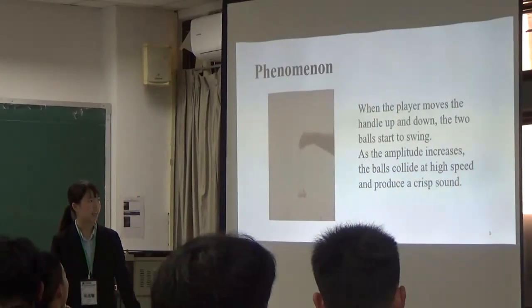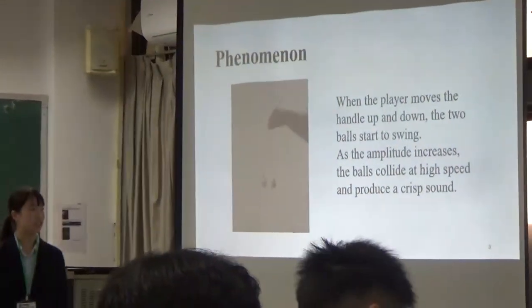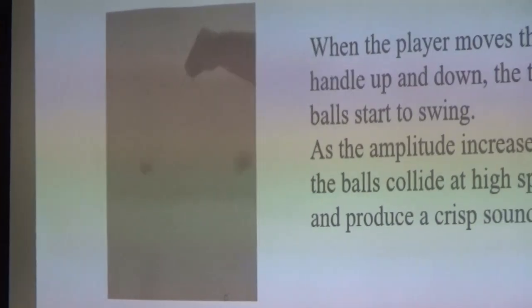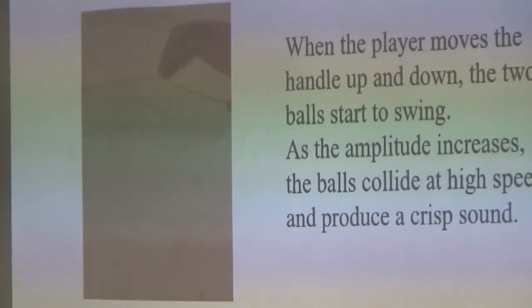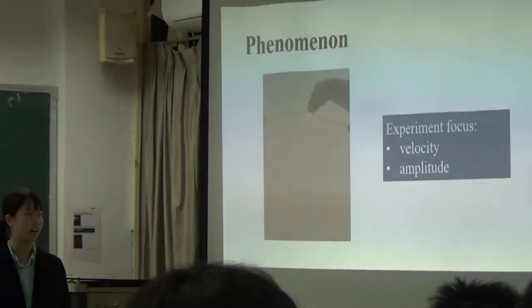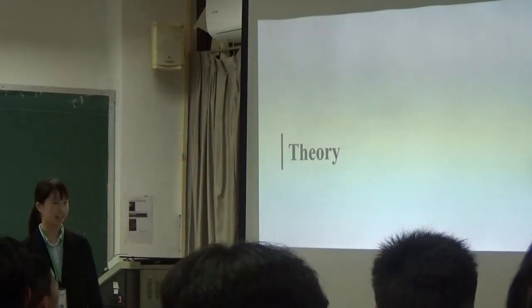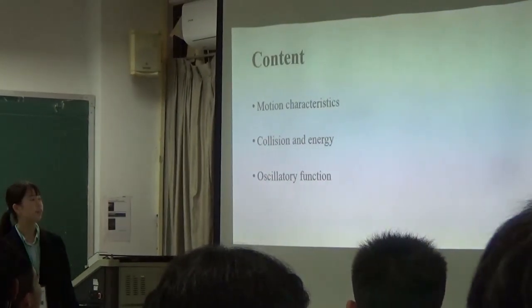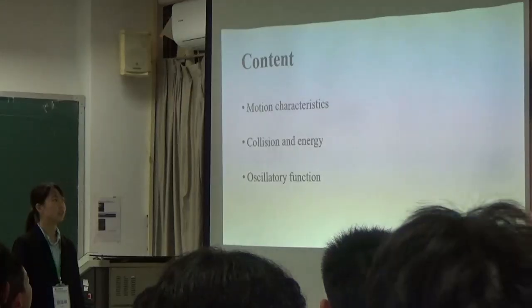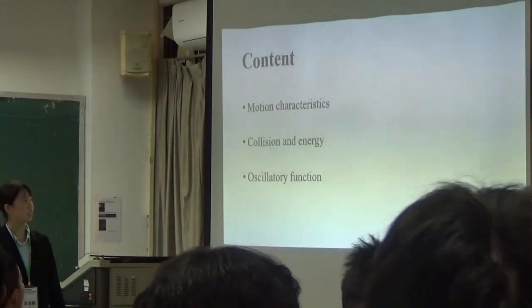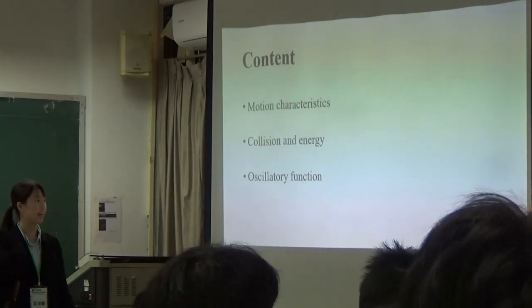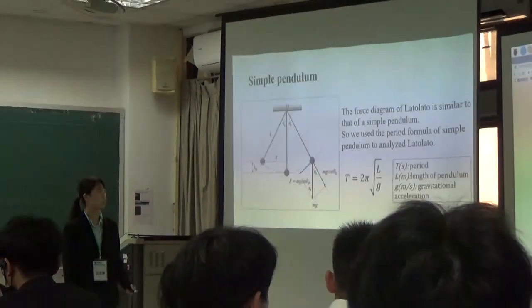When the player moves the handle up and down, the 2 balls start to swing. As the amplitude increases, the balls collide at high speed and produce a click sound. Our experiment will mainly focus on the high speed and the increasing amplitude. Next is the theory. There are three parts: motion characteristic, collision and energy, and oscillatory function.